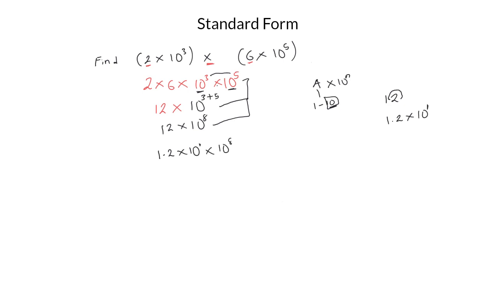Again, this is another thing I've seen. There is 10, there is 10, and multiplication, then I have to add their powers. So we have 1.2 multiplied by 10 to the power of 1 plus 8. And that is 1.2 multiplied by 10 to the power of 9. Is that good? Yeah. Don't be afraid.